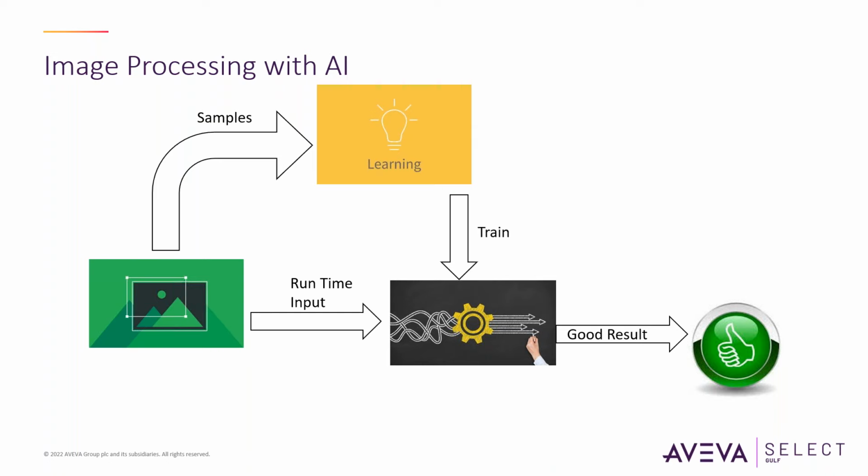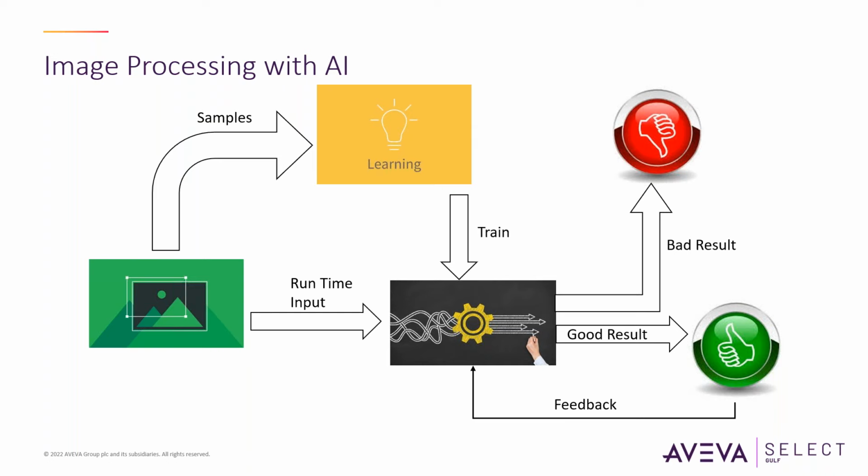Now, during runtime, we can take some of these good results and send them back to the learning process as feedback to tell the system, yes, you are doing well. This is a good result. Keep achieving this. Or like any student, some bad results could happen, and in this case we can take these bad results and put them back into our learning process and retrain the system. This is the general, very simplified overview of image processing by artificial intelligence.